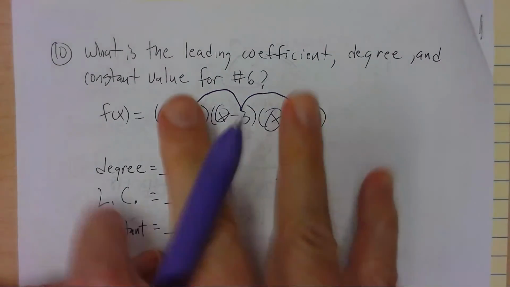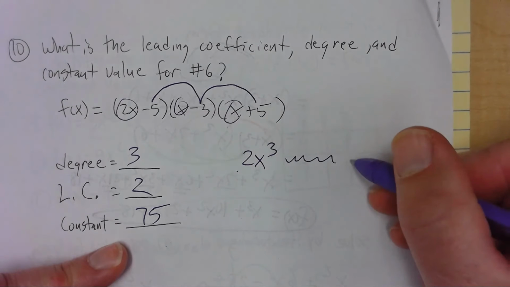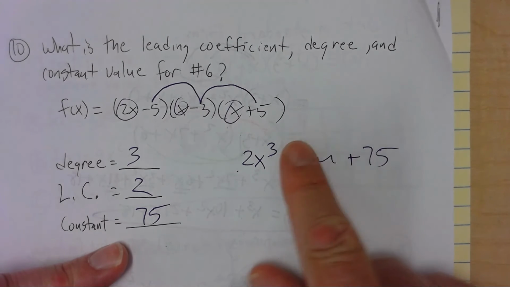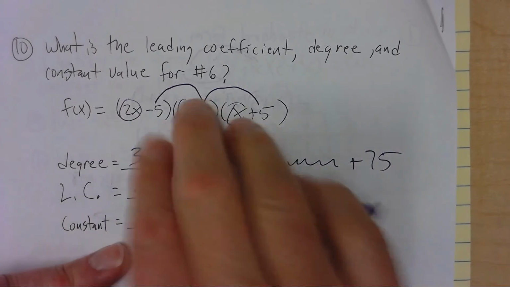Then the numbers on the end, -5 times -3 is positive 15 times 5 is 75. So if you multiply this all out, you're going to have 2x cubed, and a bunch of stuff, and then plus 75 at the end. And I didn't ask for all the middle junk. I just asked for what's the first term, or the highest power, and then the last term. You can tell that from just multiplying those couple of things together.